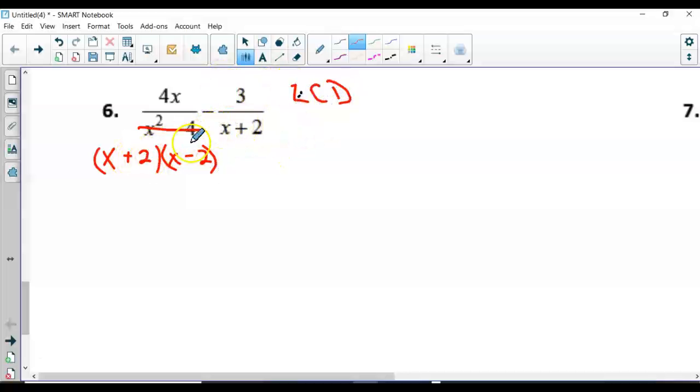What is common in both? That's the first thing I write. X plus 2 is common in both of those. And then whatever factors are left over will make our LCD. So in this case, it's x minus 2. So that is our LCD.